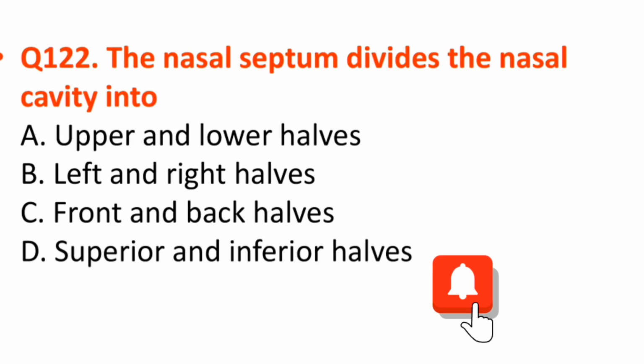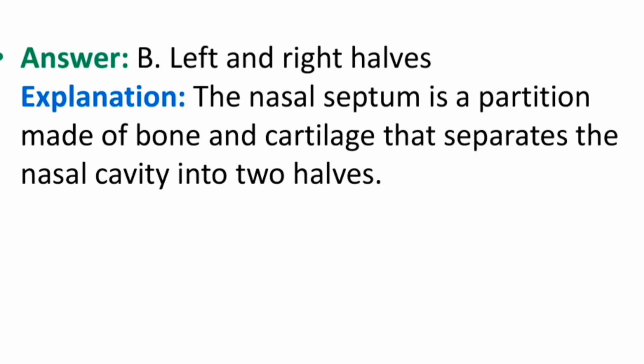Next question. The nasal septum divides the nasal cavity into option A, upper and lower halves. Option B, left and right halves. Option C, front and back halves. Option D, superior and inferior halves. The correct answer is option B, left and right halves. The nasal septum is a partition made up of bone and cartilage that separates the nasal cavity into two halves.